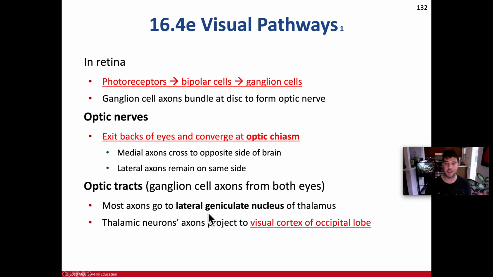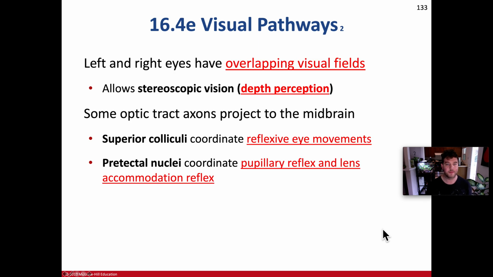Most axons go to the lateral geniculate nucleus of the thalamus, and thalamic neurons' axons project to the visual cortex of the occipital lobe. That's the ultimate destination for the optic pathway. So the left and right eyes have overlapping visual fields. This allows for stereoscopic vision, which is our depth perception. So the fact that we have this kind of overlapping of our left and right allows us to see things at different depth, and we can focus on things at different depth.